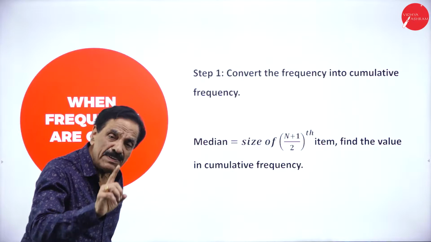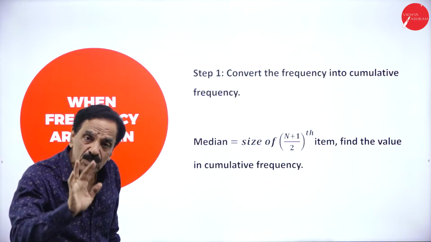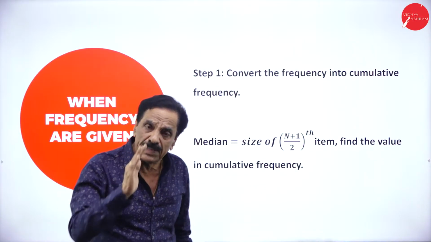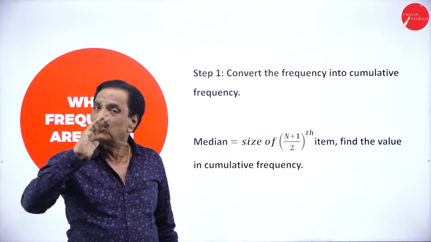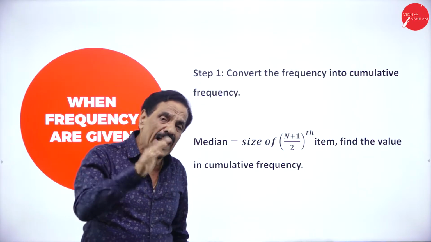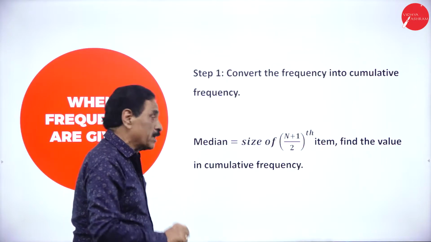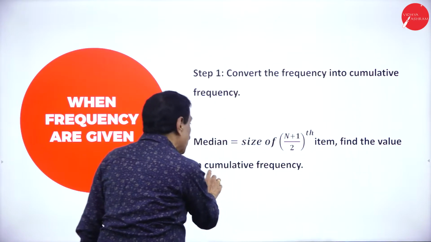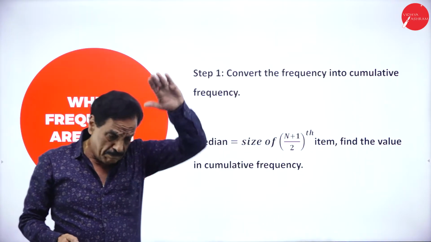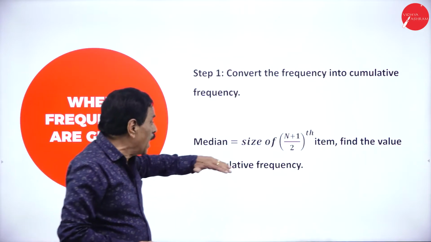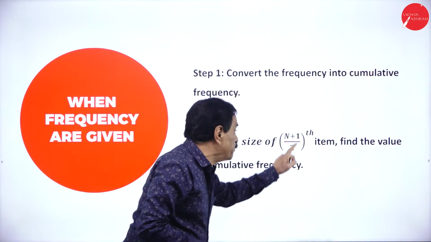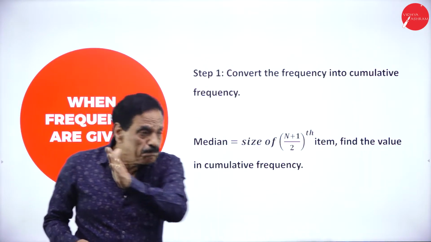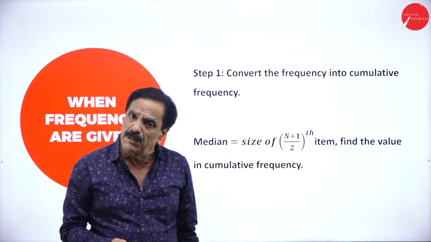Steps. When the frequencies are given, the first step followed by the students is to convert the frequency into cumulative frequency. What's the method? Convert the frequency into cumulative frequency. What is cumulative? Adding 1 by 1. Then apply the formula. Median is equal to size of (n plus 1) divided by 2th item. Find the value in the cumulative frequency. First, make the cumulative frequency, then apply the formula (n plus 1) divided by 2. Find out the value in the cumulative frequency. For that particular x number is considered your median.